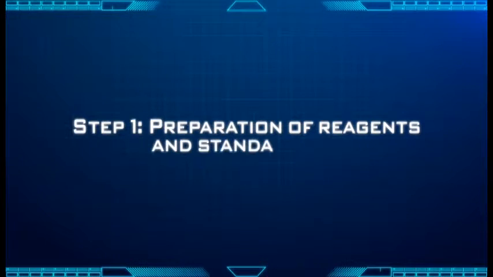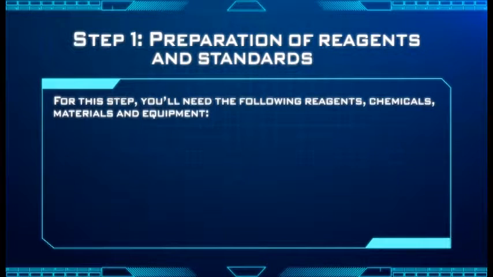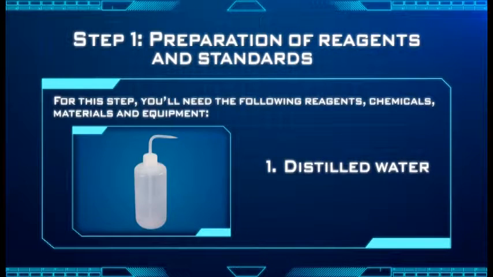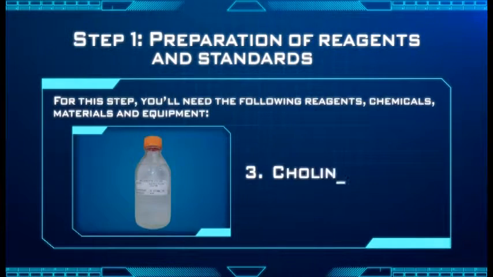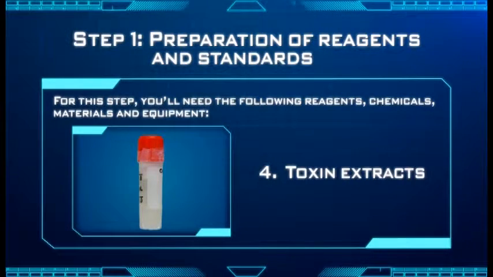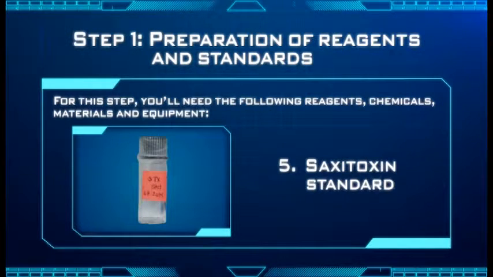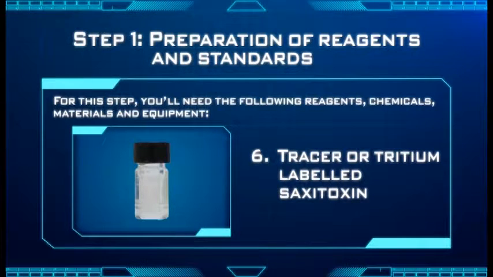Step 1. Preparation of reagents and standards. For this step, you'll need the following reagents, chemicals, materials, and equipment. 1. Distilled water. 2. 3-morpholinopropane sulfonic acid, or MOPS. 3. Choline chloride. 4. Toxin extracts. 5. Saxitoxin standard. 6. Tracer or tritium-labeled saxitoxin.